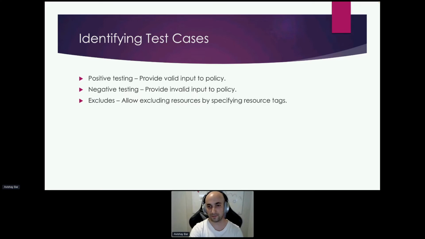And exclusions. We also want to test our exclusions and make sure that we allow excluding resources by resource tags. And we want to test it from all directions to make sure that the development teams will not have unexpected behavior from the policies and the exclusions. We usually start with these three scenarios, and over time, we collect the relevant data from the teams and the logs to enhance the tests and to get better coverage.